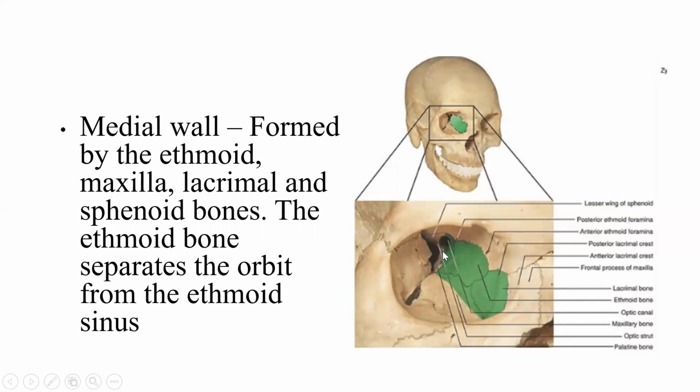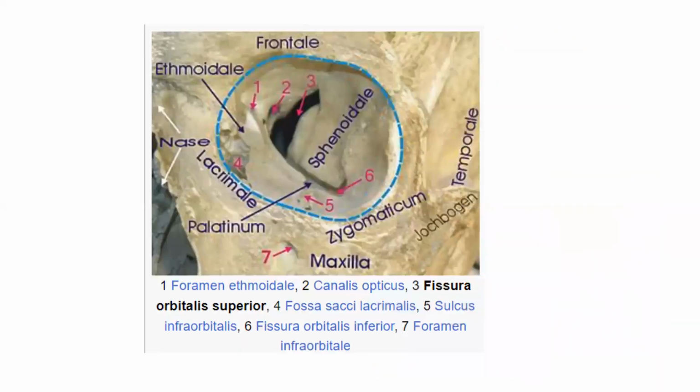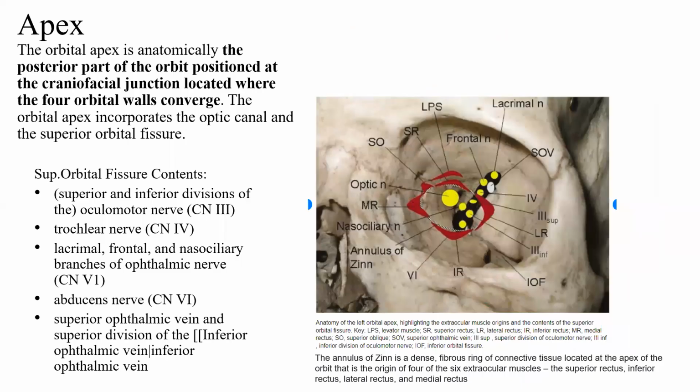So I think it's quite a good picture for you to remember. So this is what you can see. This is the structure of the orbit. Now we are coming into the apex of the orbit, because as I have mentioned before, you have to think of the orbit like a pyramid.